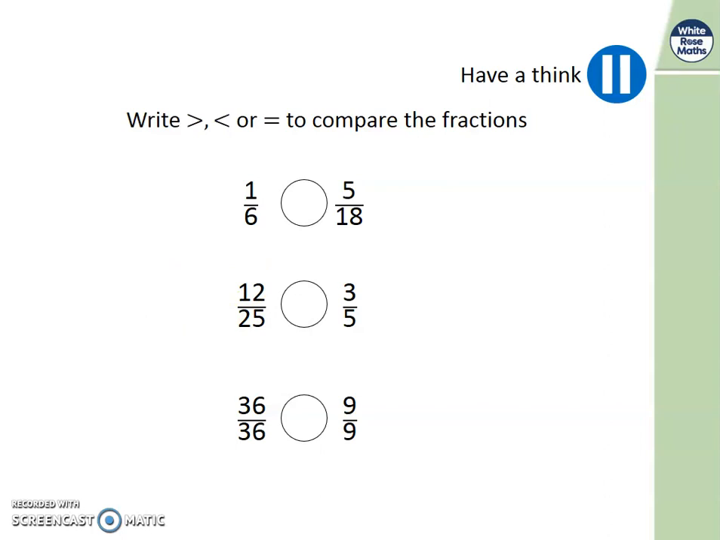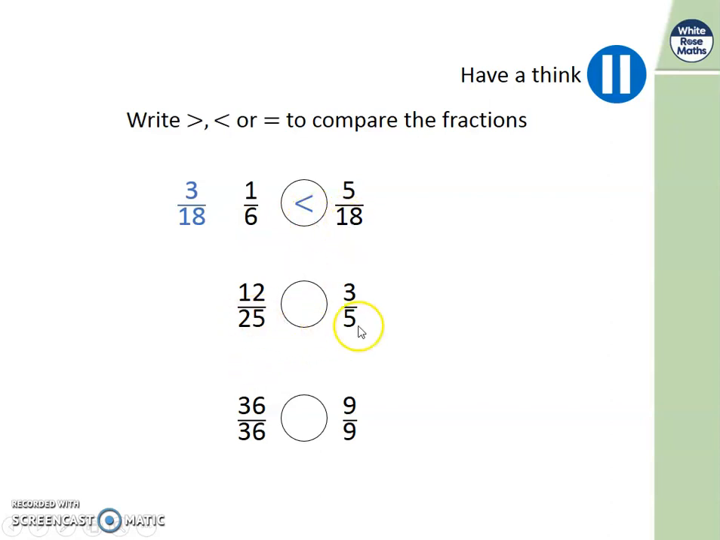Shall we see how you did? In the first one, we can't change that into 6 because this won't divide. So this one, we can change to 18ths. What would you do to 6 to get to 18? We'd multiply by 3. Do the same to the numerator. That would be 3/18ths that it's equivalent to. Now we can compare those two, and we can see quite clearly that 3/18ths is smaller than 5/18ths. Therefore 1/6 is less than 5/18ths.